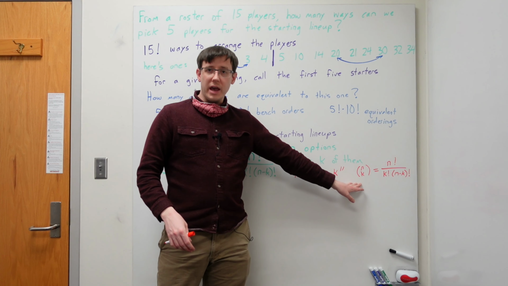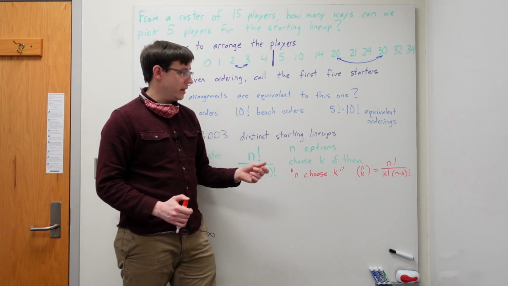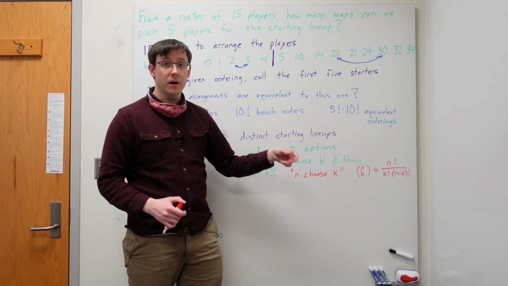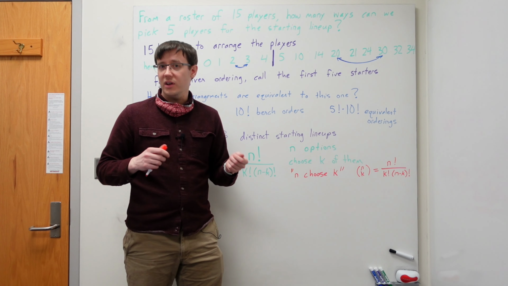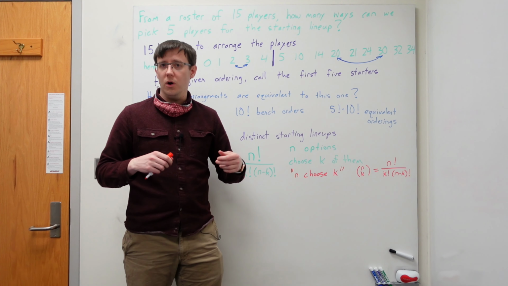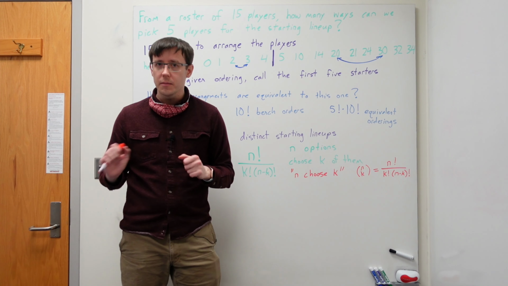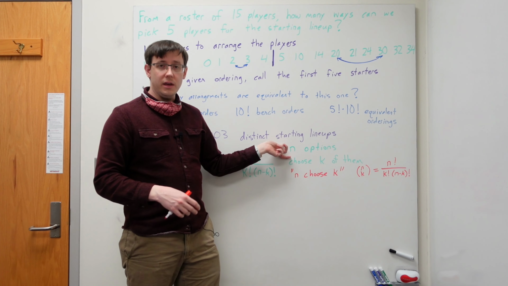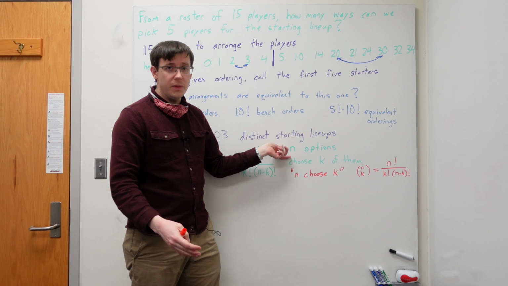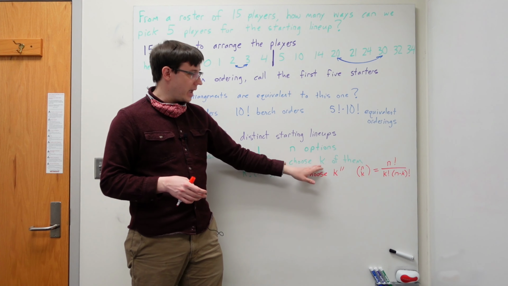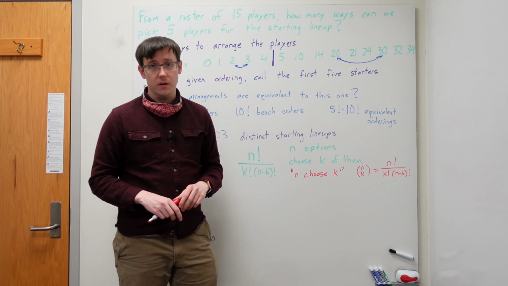This n choose k operator is well defined as long as n and k are natural numbers. It doesn't make sense to have a fractional or negative number of options or choices to make. And we also want n, the size of the set we're choosing from, to be at least as large as k, the number of things that we are choosing.